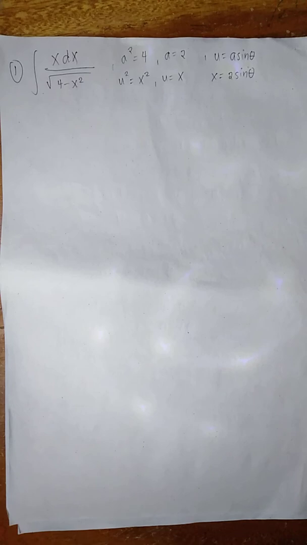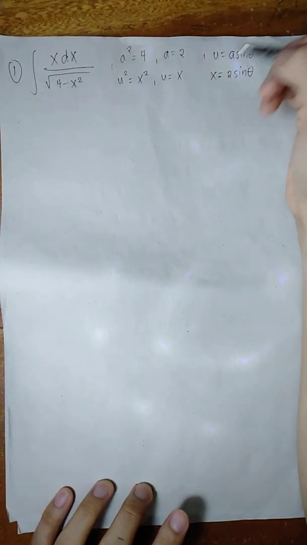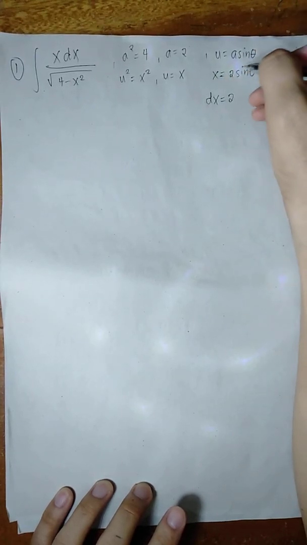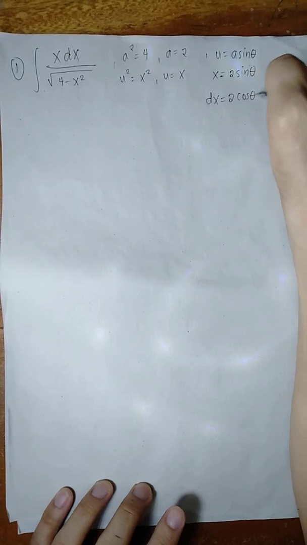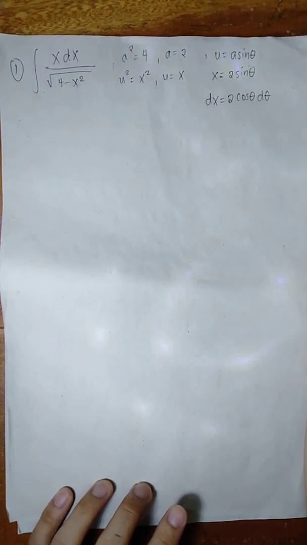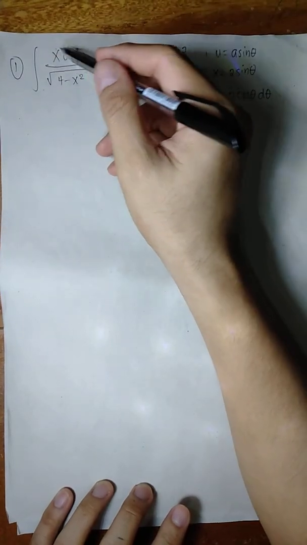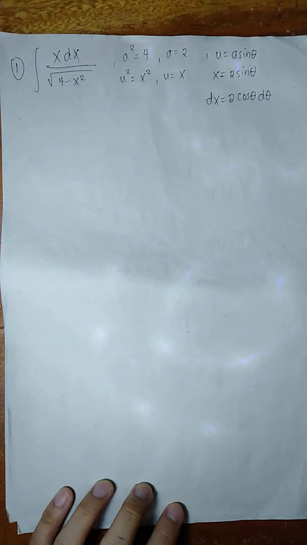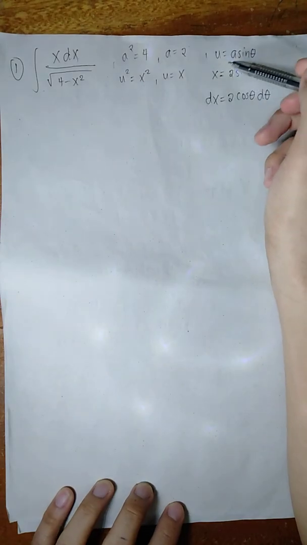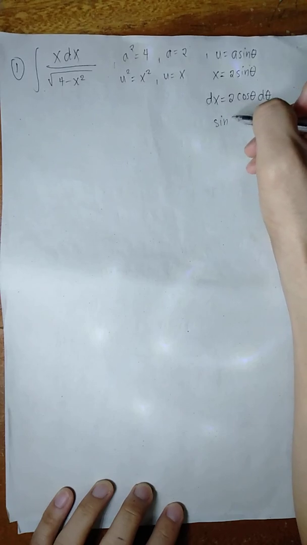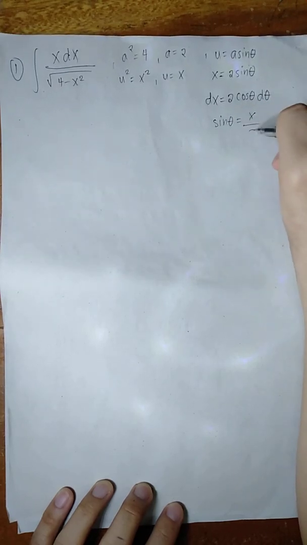So next, we differentiate. So let's try to differentiate. So the derivative of x is dx and the derivative of 2 sine theta: 2 stays, the derivative of sine is cosine theta, and the derivative of theta is d theta. So as we can see, we can replace the dx here. The only problem is the x here. So we need to replace x by a trigonometric function. So how do we do that? Let's go back to this part. We rewrite this as sine theta equals x over 2.